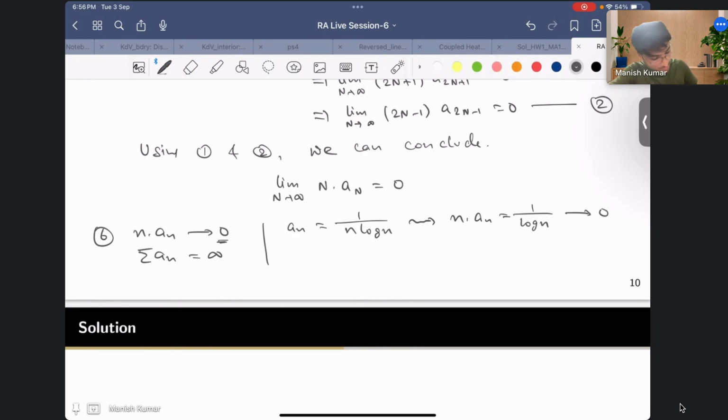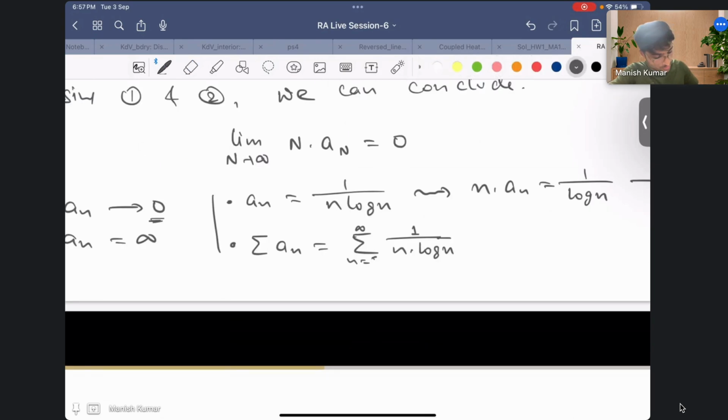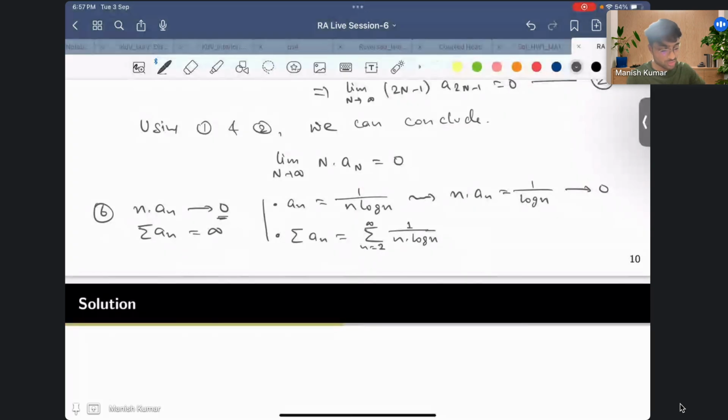Okay, now how to prove that this summation is divergent? Do you remember how to prove this is divergent? Cauchy condensation, correct. One more thing, here n should start from 2, otherwise log 1 would be 0, so we don't want that. So the sequence a n over here that I am defining is for n greater than or equal to 2. Maybe I should mention it somewhere.